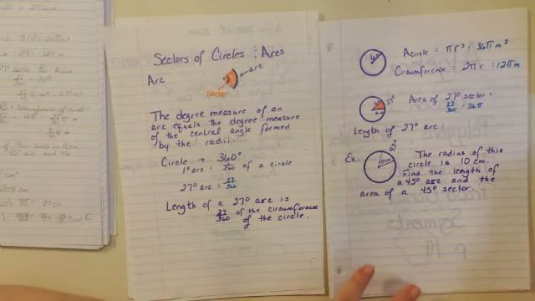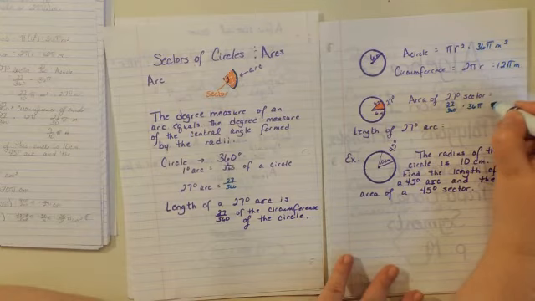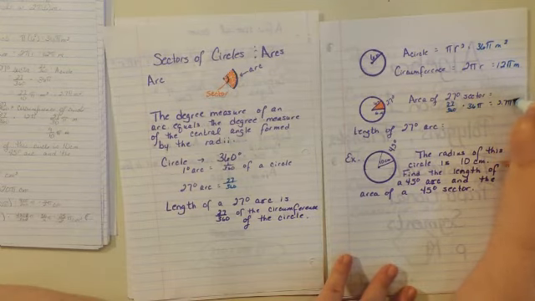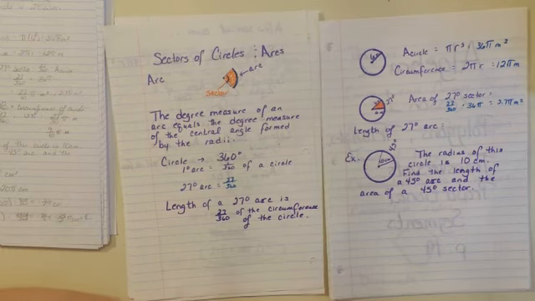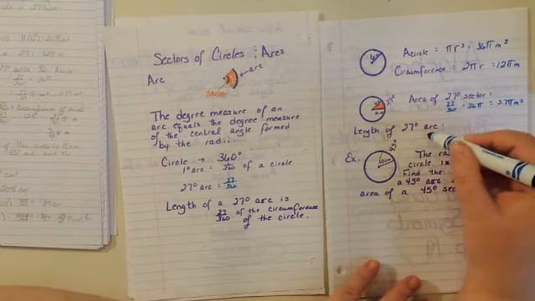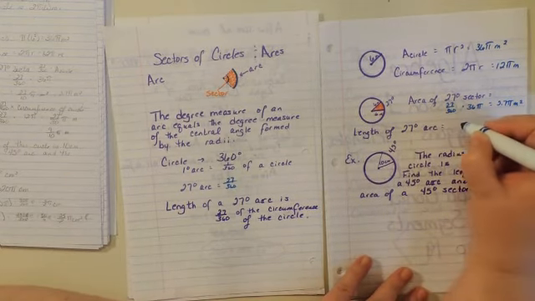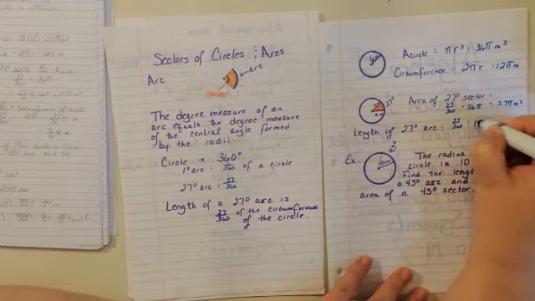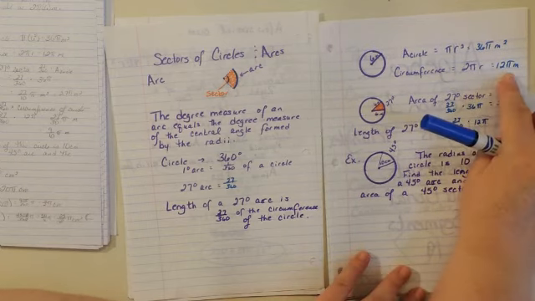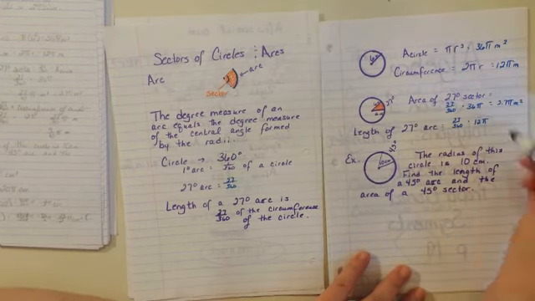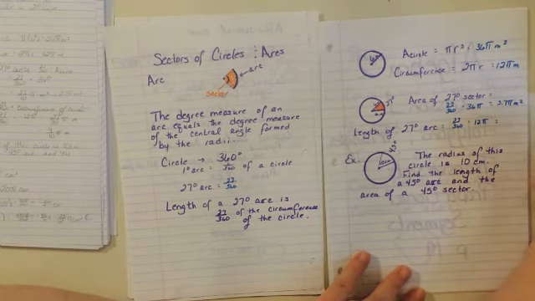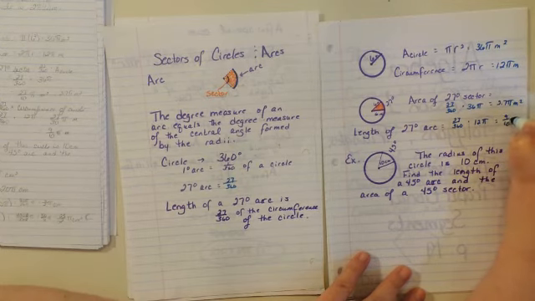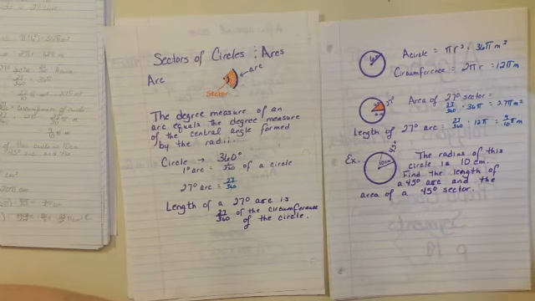Which, when you work it all out, comes out to 2.7 pi meters squared. The length of the 27-degree arc is going to be 27 over 360 times 12 pi, because that's the circumference of the circle. And when you work this all out, it comes out to 9/10 pi meters. Okay?